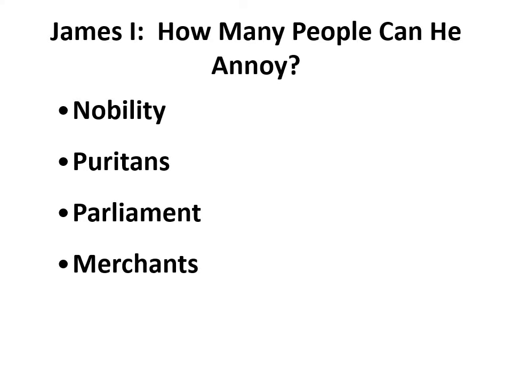He annoyed the Puritans. The Puritans demanded that the Anglican Church, the Church of England, be further reformed. They felt there was still too much Catholicism left. And so they would make their demands to James, and he would just refuse. He also, I should mention, was a Catholic, ruling a Protestant country.